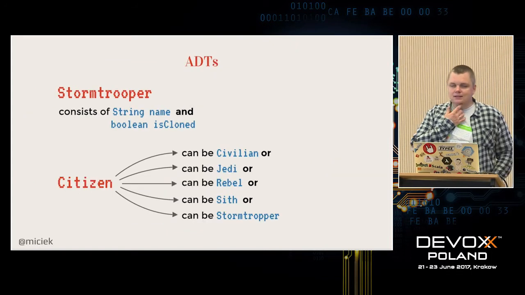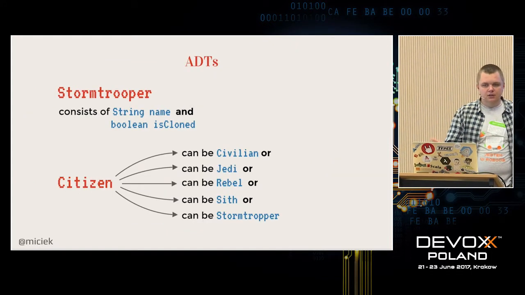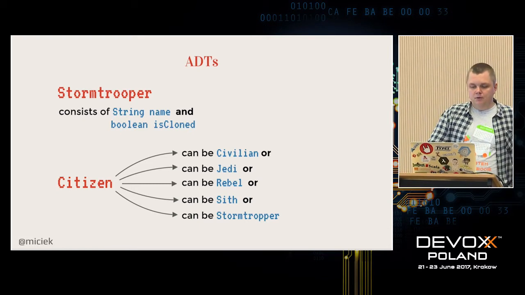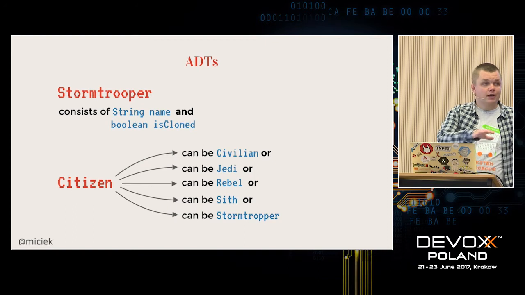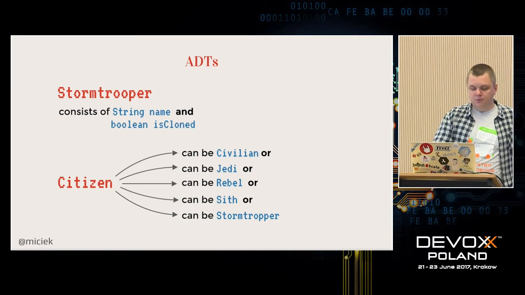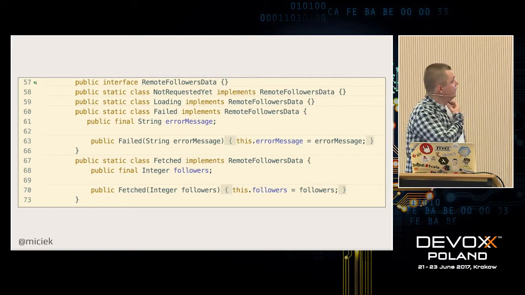And we have already seen some ADTs. Stormtrooper is an ADT of string and boolean, and Citizen is a sum type of Civilian, Jedi, Rebel, Sith, or Stormtrooper. And Try and Option are also ADTs, sum types. So Try is Success or Failure, Option is Some or None. So let's model our assumptions about the API using ADTs.